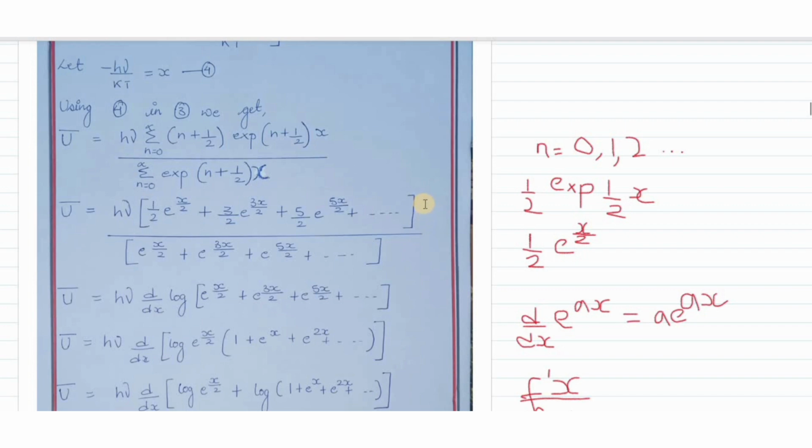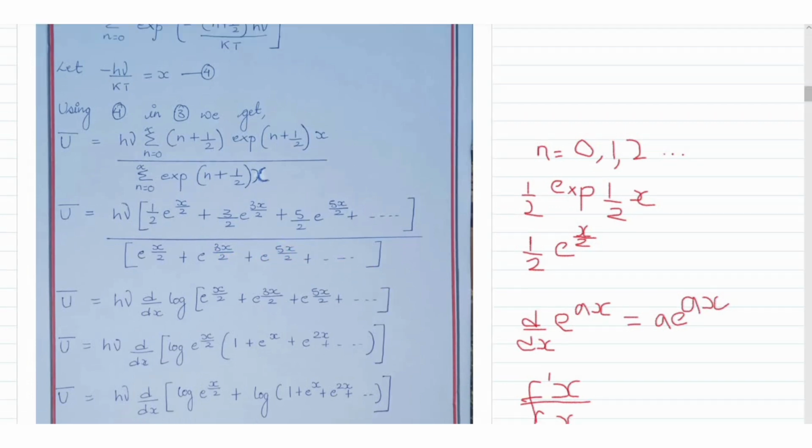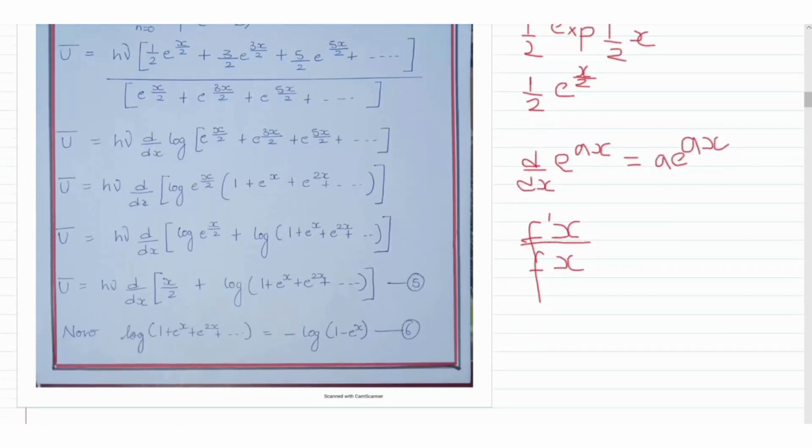So we know that f dash x by f(x) is equal to d by dx of log of f(x). So u bar is equal to h nu d by dx log of, in place of f(x) we have e to the power x by 2 plus e to the power 3x by 2 plus e to the power 5x by 2 plus so on. So u bar is equal to h nu d by dx of log, if we take e to the power x by 2 common, we get the bracket 1 plus e to the power x plus e to the power 2x plus so on. Looking at this term clearly, we see that it is in the form of log a into b. So we know the formula for log a into b, that is log a plus log b. So u bar is equal to h nu d by dx of log a plus log b: log e to the power x by 2 plus log of 1 plus e to the power x plus e to the power 2x plus so on.